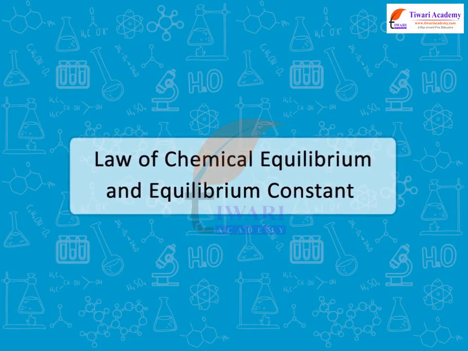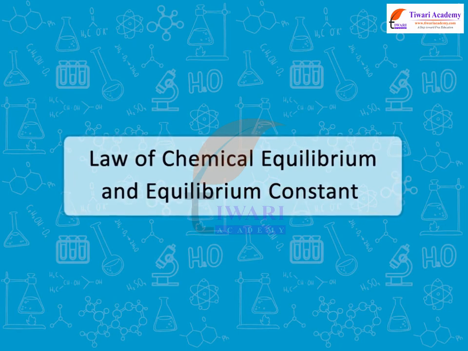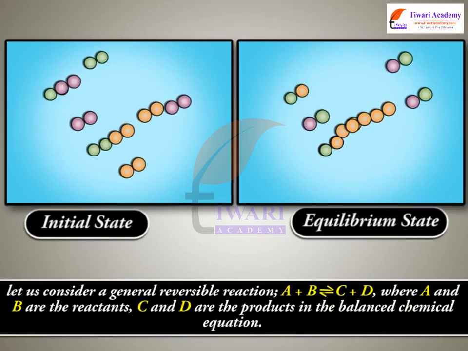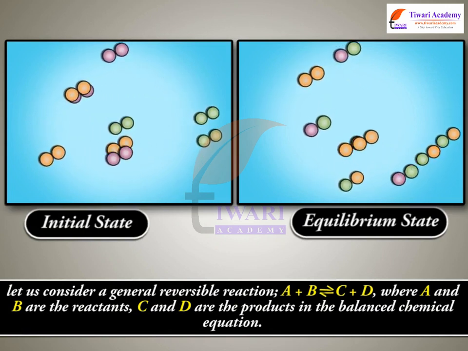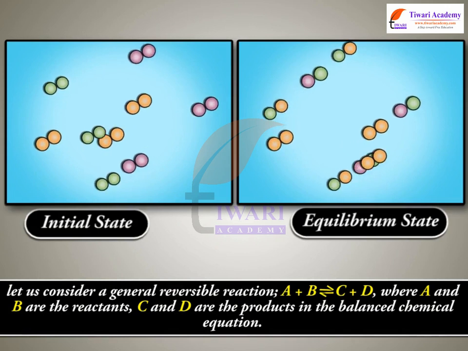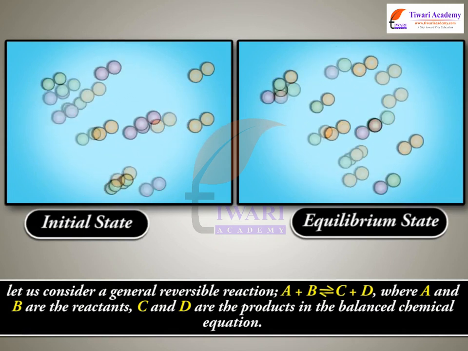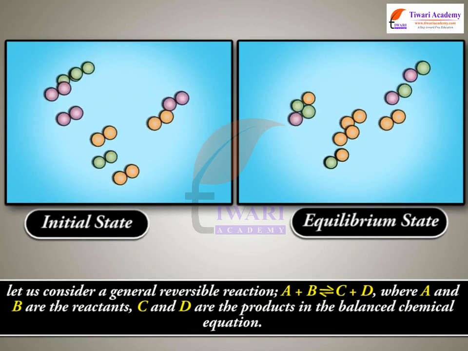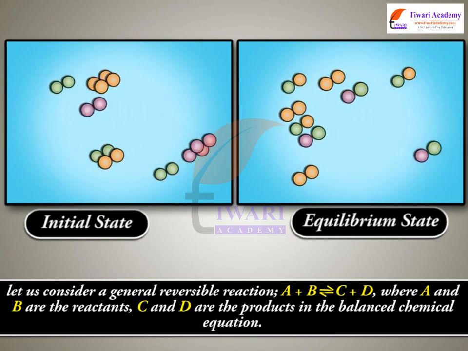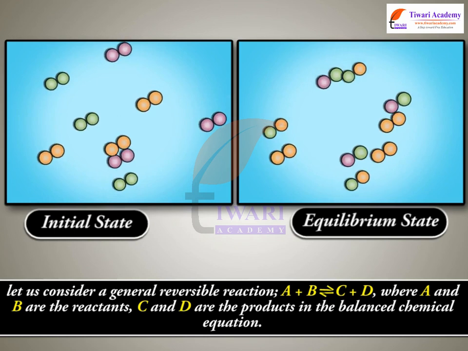Law of chemical equilibrium and equilibrium constant. Let us consider a general reversible reaction, A plus B in equilibrium C plus D, where A and B are the reactants, C and D are the products in the balanced chemical equation.